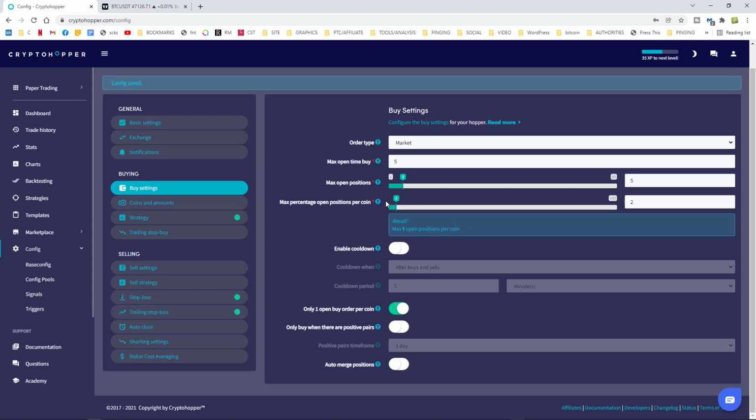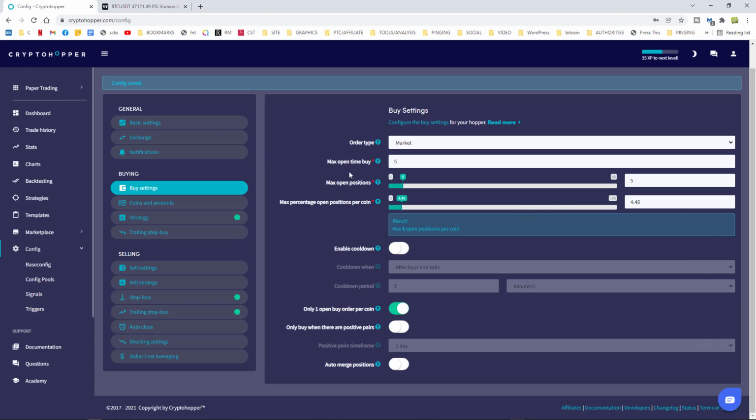Now then, as you can see here, this slider, 2 open positions per coin. What would that mean? Out of 5 positions you can have 2 lots of Bitcoin. So you can have Bitcoin, another Bitcoin, Ethereum, ADA, and another coin, Litecoin, for instance. Alright, so if you were to put that to 5, it's possible that at any one time you could have 5 open positions of Bitcoin that you bought at different times. Alright, that's possible as well.